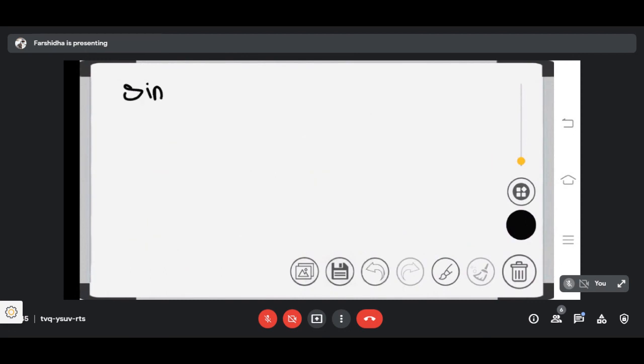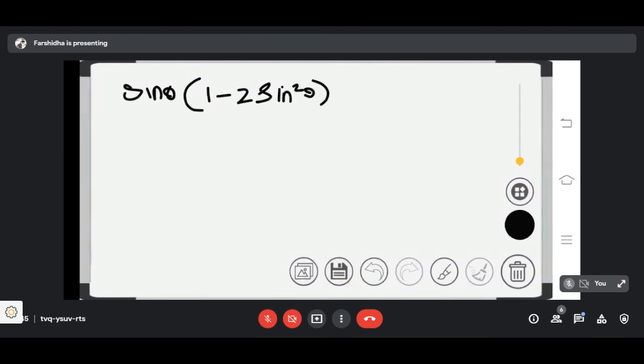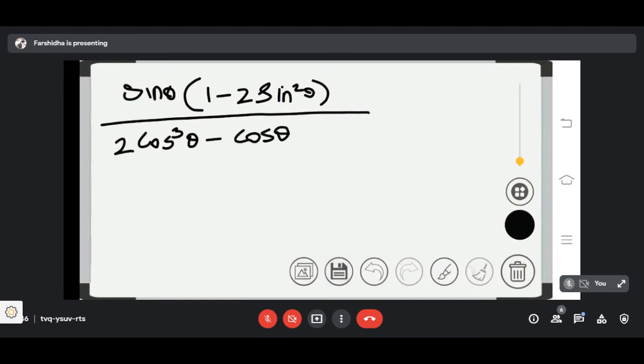So it is sine theta into 1 minus 2 sine square theta, divided by cos cube theta, 2 cos cube theta minus cos theta. So I'm taking cos theta outside.